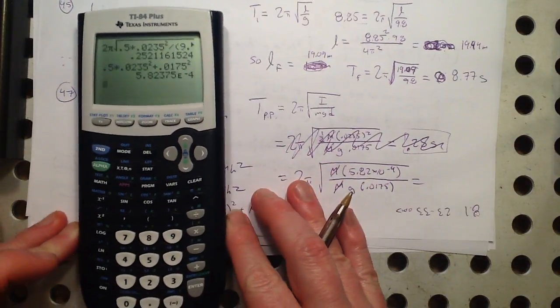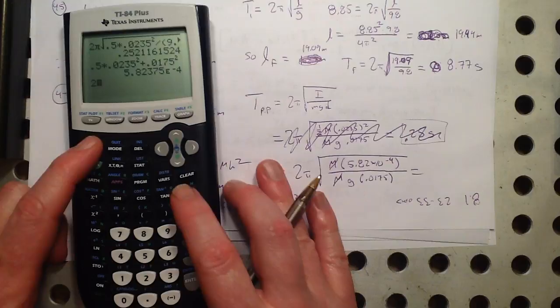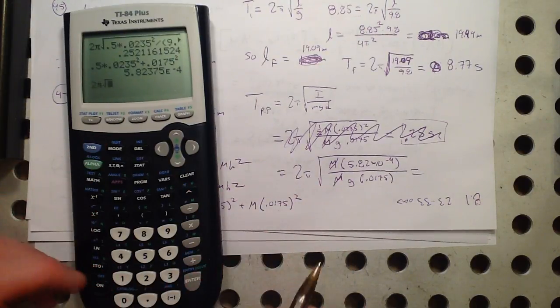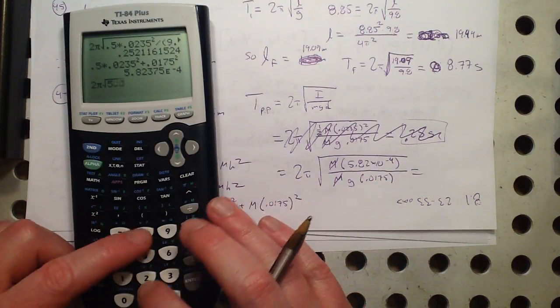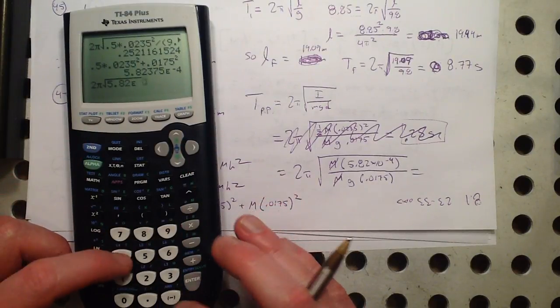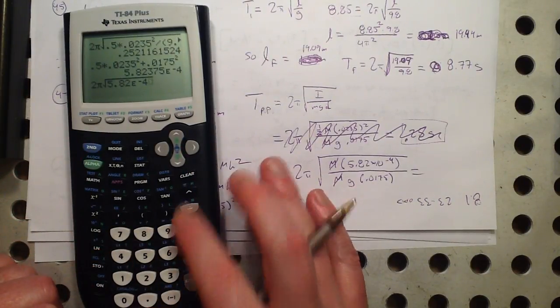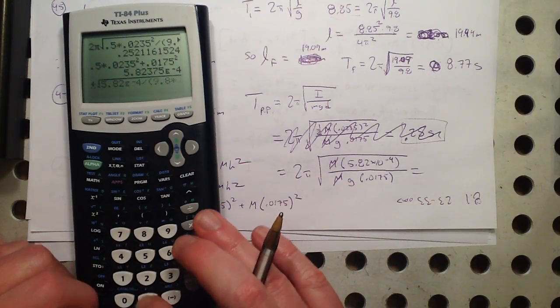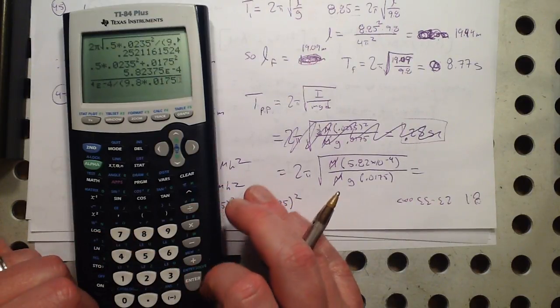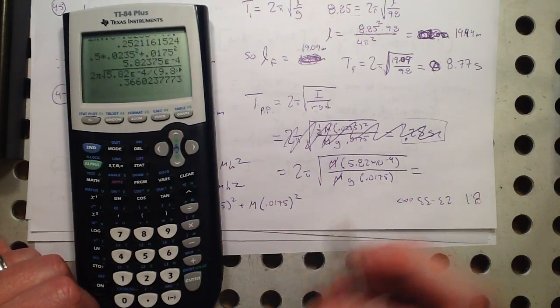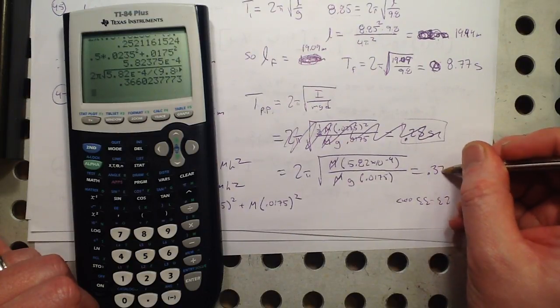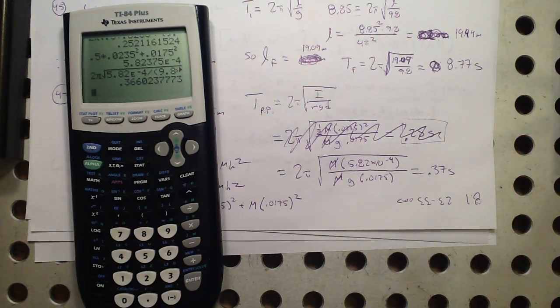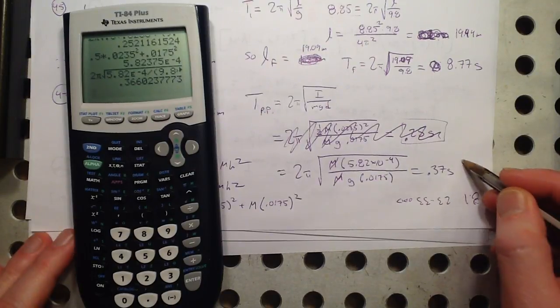And we get 2 pi times the square root of 5.82 times 10 to the negative 4th over the quantity 9.8 times 0.0175. That should do it. And that gives me a period of 0.37 seconds. And I think that agrees with, yeah, 0.0366 they have. Check.